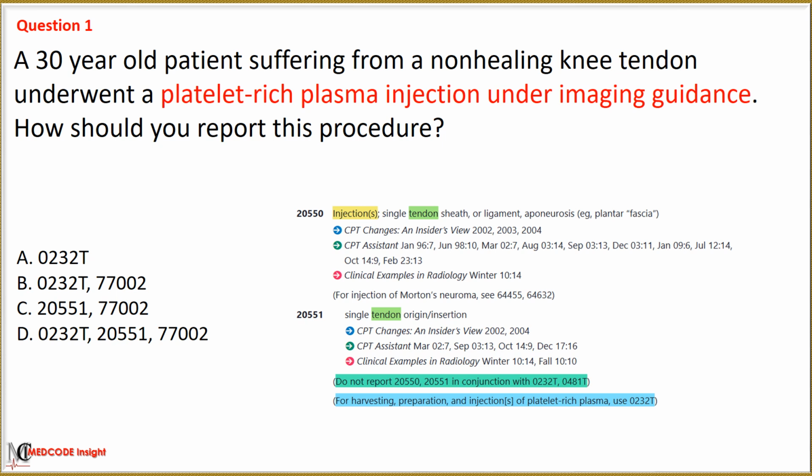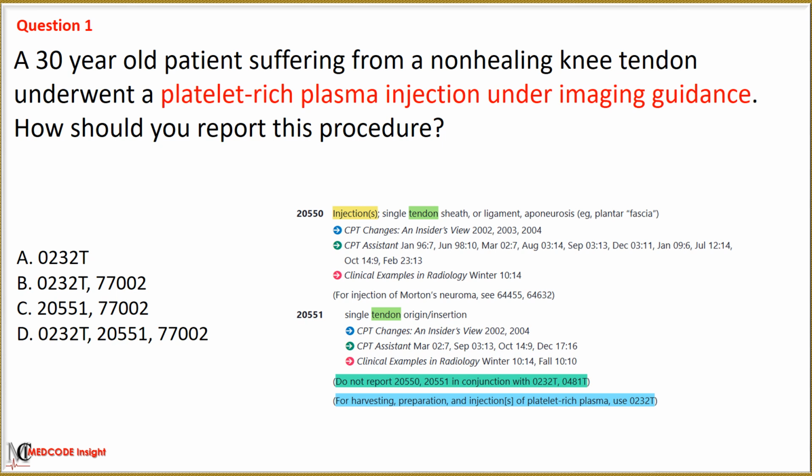In the given scenario, the patient suffering from a non-healing knee tendon underwent platelet-rich plasma injection under imaging guidance. The given options include T-type codes, which are temporary codes. In option D, these are used alongside permanent codes. Always remember to never use temporary code with permanent codes. We will solve the scenario based on the parenthetical note below code 20551, which states do not report 20550 or 20551 in conjunction with 0232T or 0481T. For harvesting, preparation, and injection of the platelet-rich plasma, use code 0232T. Based on this note, we will first eliminate option D as it contains both permanent and temporary code.